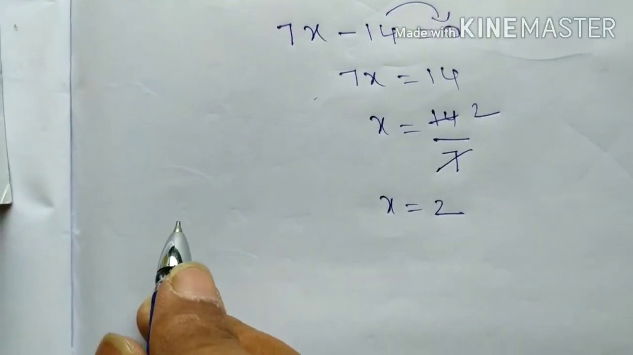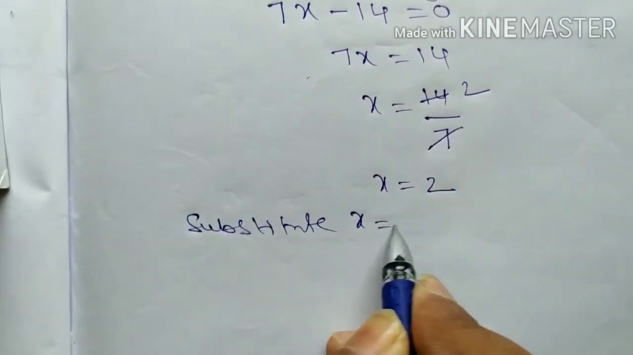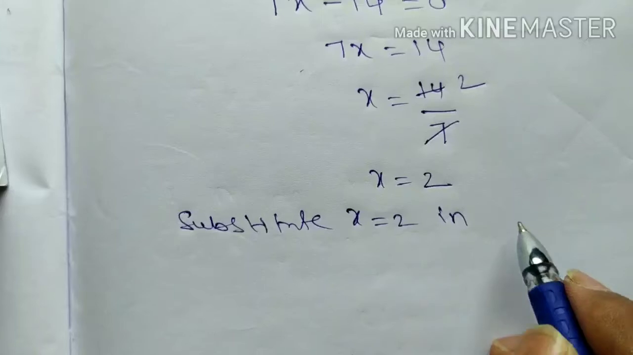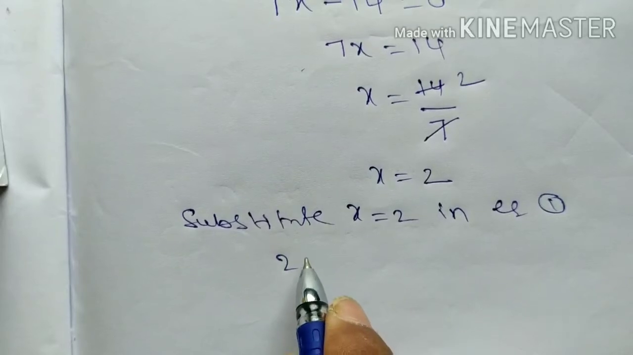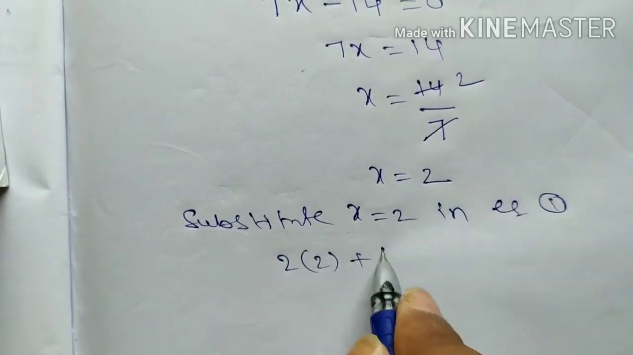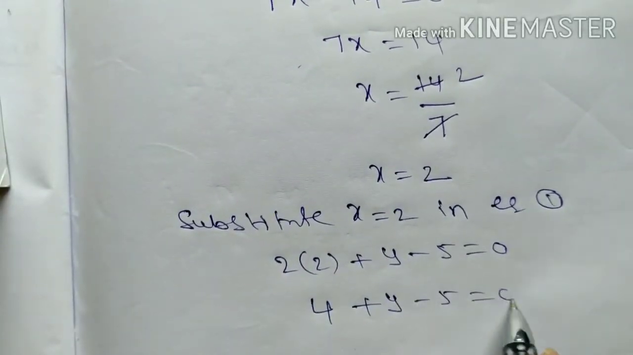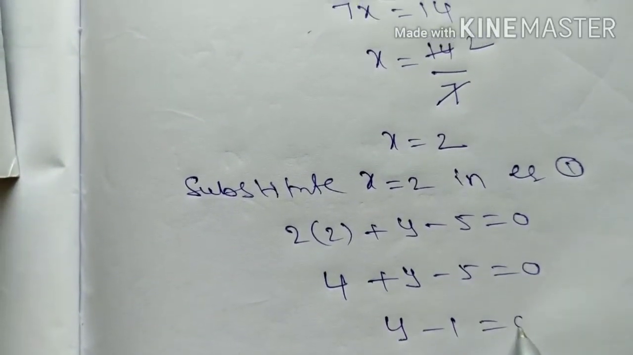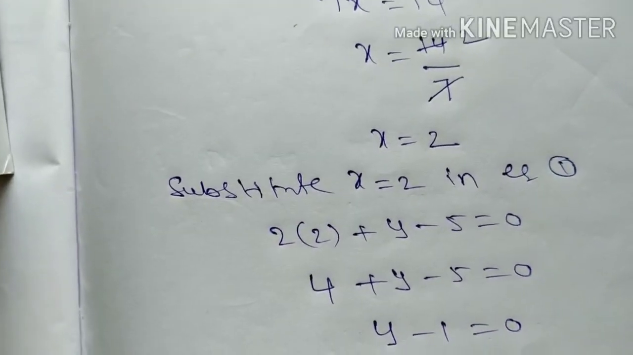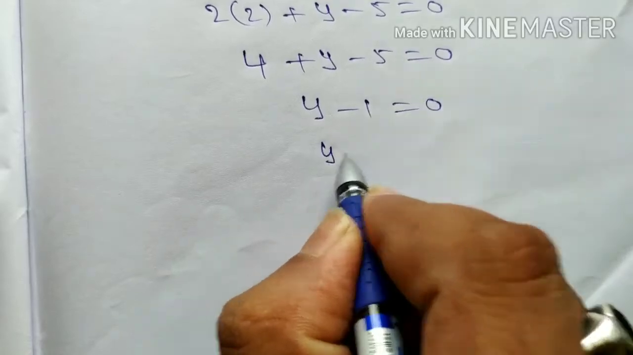Now x got it. We need y also. So now substitute x is equal to 2 in equation number 1 or 2, your wish. Equation number 1 is better. So that is, first equation is 2x, x value is 2, plus y minus 5 is equal to 0. So 2 2s are 4 plus y minus 5 is equal to 0. Now what we get? So y minus 1 is equal to 0. Minus 5 plus 4. So y is equal to, we need to find y, now minus 1 and right side plus 1 will get.